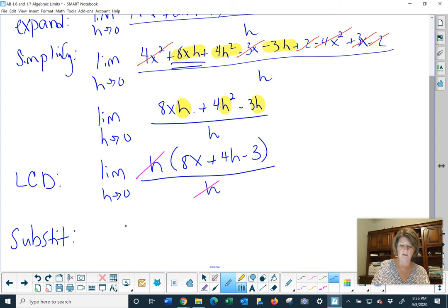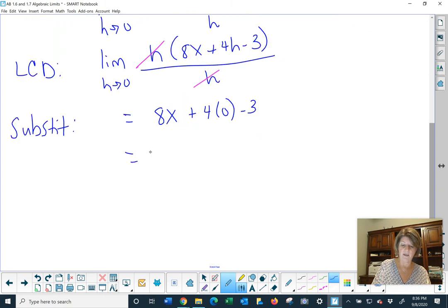H equals 0. And I get 8x plus 4 times 0 minus 3. Final answer. The limit ends up being 8x minus 3.